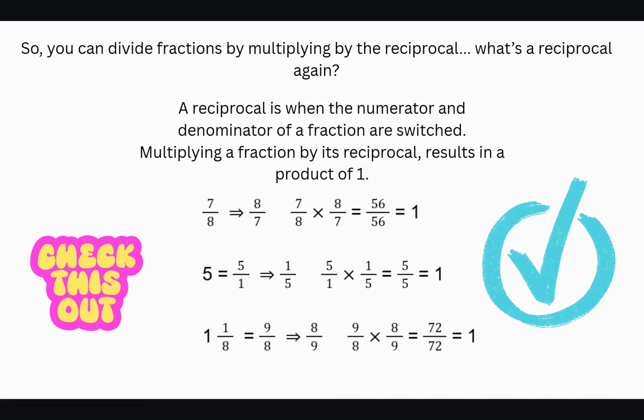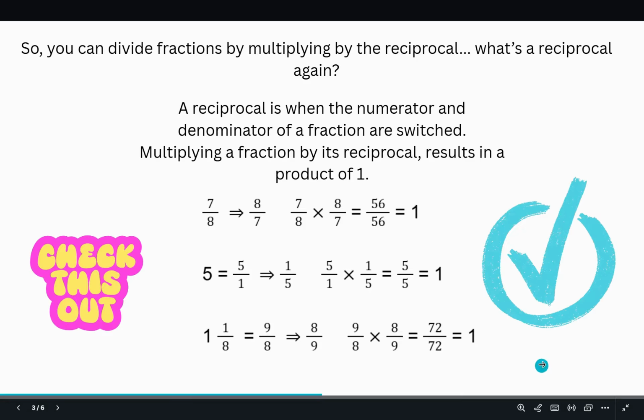And as a review here on this slide, I have what's a reciprocal again. So a reciprocal is when the numerator and denominator of a fraction are switched, or as I explained earlier, you essentially are just flipping that fraction. So multiplying a fraction by its reciprocal always results in a product of 1. And so here I've demonstrated this with our different types of fractions, our different types of numbers.